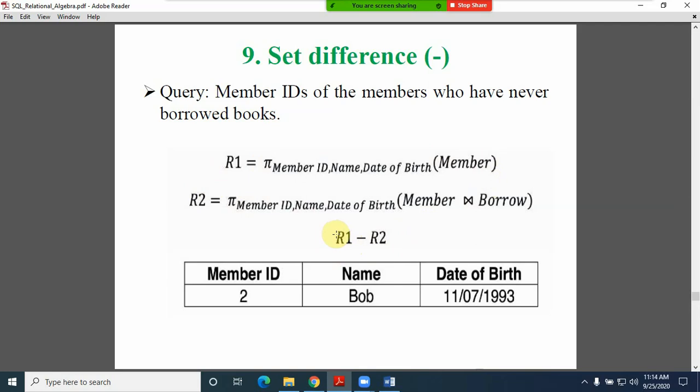Okay, Bob has not yet taken any book from the library. So this is what you can observe, friends, the set difference.